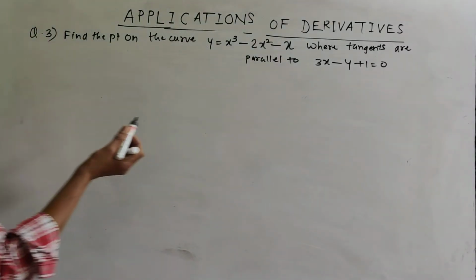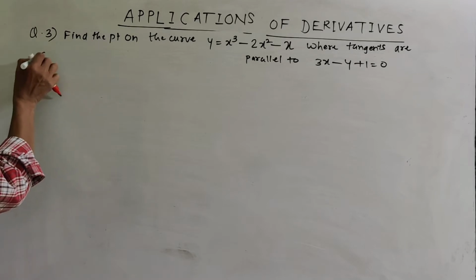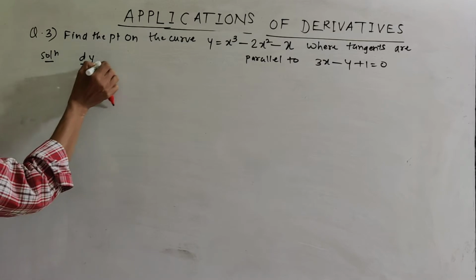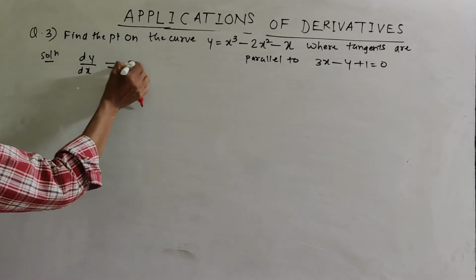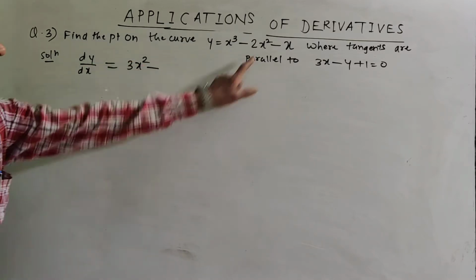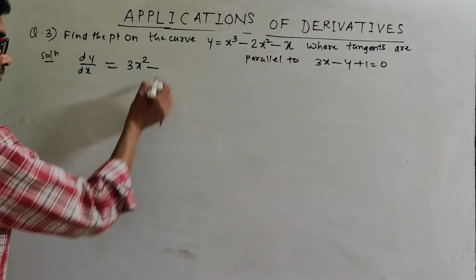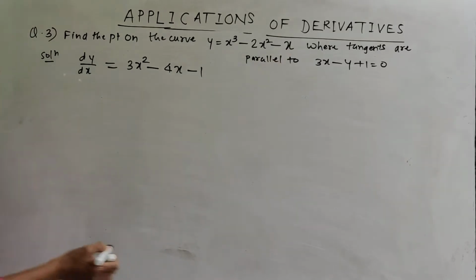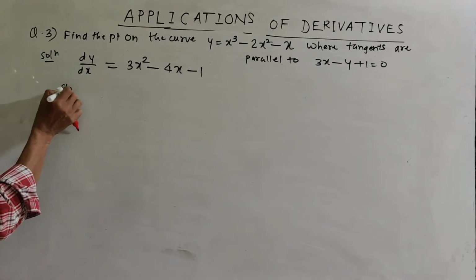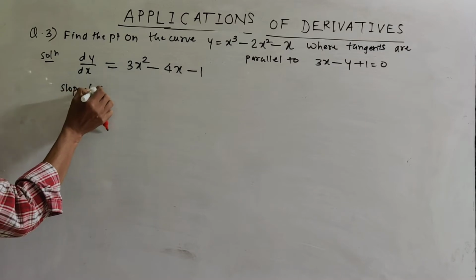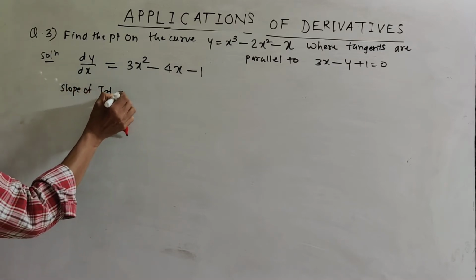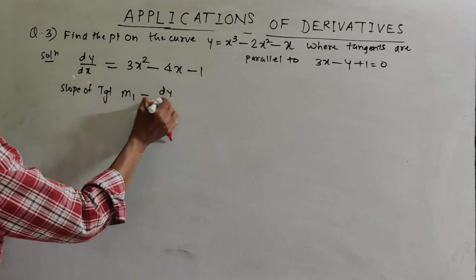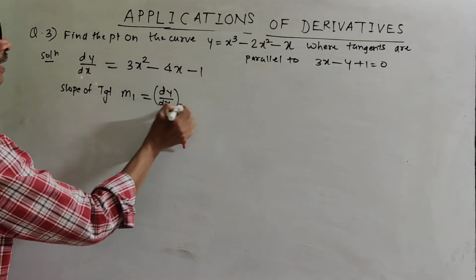So first of all we find the derivative dy by dx. See here, the solution. We find dy by dx, the derivative of this. Here it will be 3x square minus the derivative of x square, which is 2x, so it is 4x, and minus the derivative of x, which is 1. So the slope of the tangent, say m1, at P(x1, y1), is dy by dx at P(x1, y1).